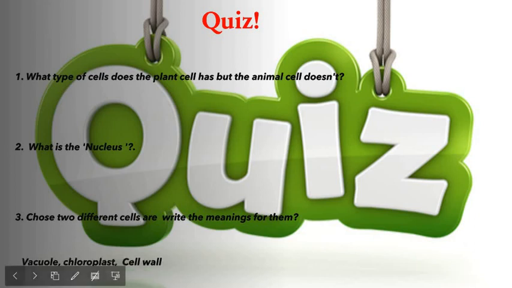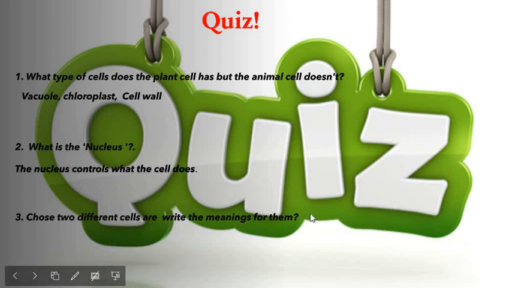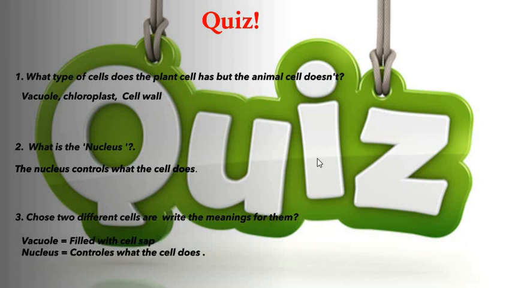So, we got number 1. Here's the answer. Vacuole, chloroplast, and cell wall. What is the nucleus? I'm going to go through the answers now. The nucleus controls what the cell does. Choose 2 different cells and write the meaning for them. So for me, I chose nucleus and vacuole. Filled with cell sap, and the nucleus controls what the cell does, like the brain activity.